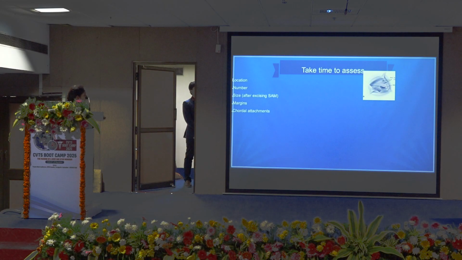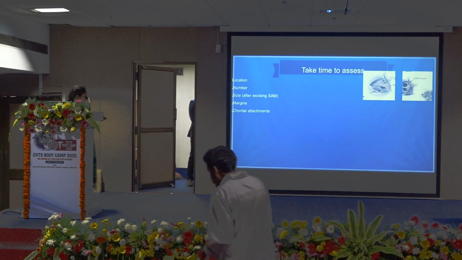And again, the multiple VSDs can be two muscular VSDs, like an anterior muscular and a mid-muscular VSD, where you can close either with two patches or a single patch.